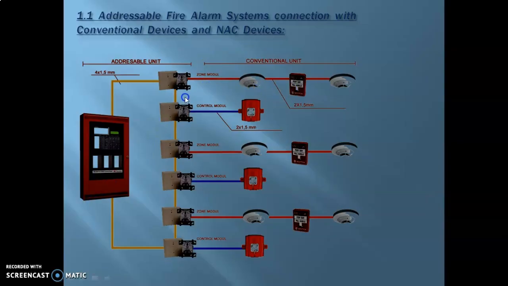As you can see over here, if these devices were connected directly to the panel, it would start off over here, and these zone modules would not be present there. It would go directly to all the devices, and the last device would actually have an EOL, an end of line resistor, connected at the end.